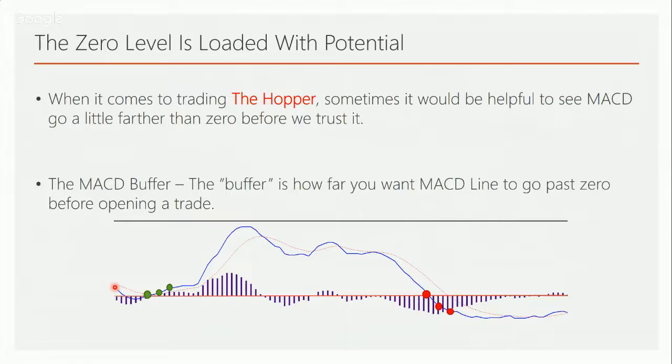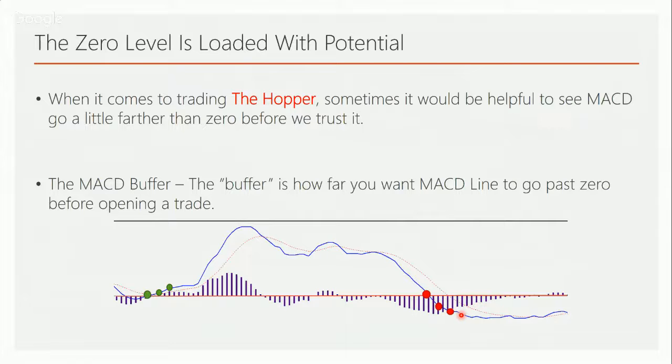You'll notice that the MACD rolled over zero as if to hop down, and then as if to hop up. And that could go on for a long time: hop down, hop up, hop down, hop up. So if you put a buffer on it, you're saying, I'm not going to believe it until the MACD lifts a little bit farther off zero. A buffer determines how far past zero you want to go before the trade opens.